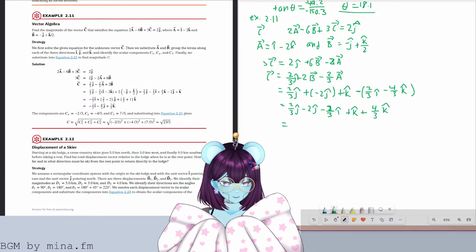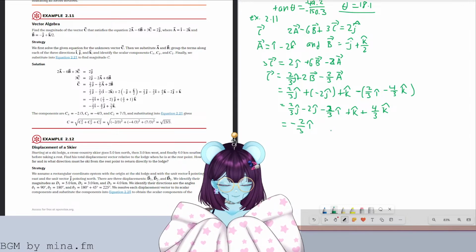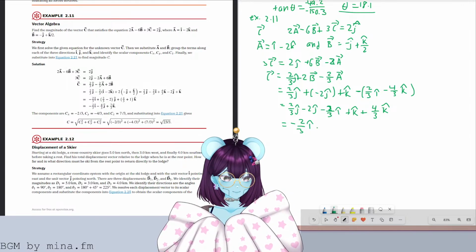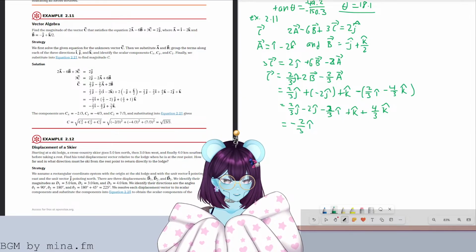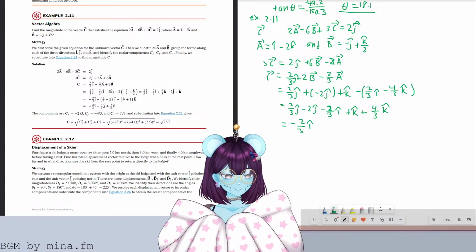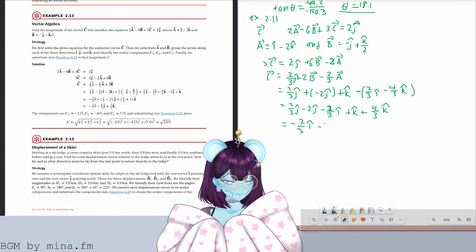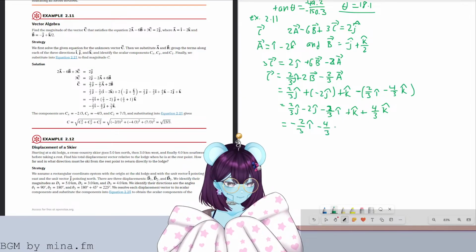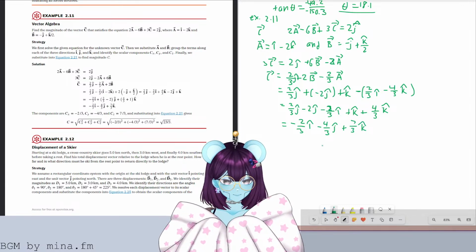And because of that, we can rearrange it to be 2 over 3 i hat. So it's 4 over 3. Yeah, because we'll change this to a 6 over 3, subtract the 2, then you get 4 over 3. And that would also be a negative. And then we can add that, so that would be 7 over 3 k hat.